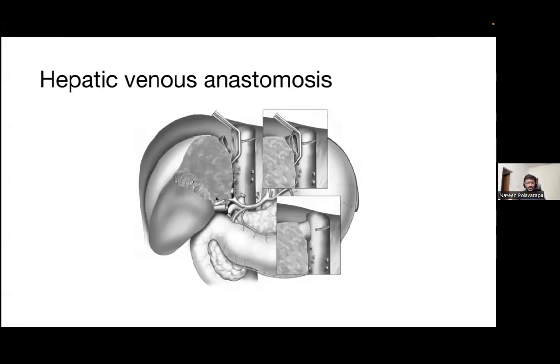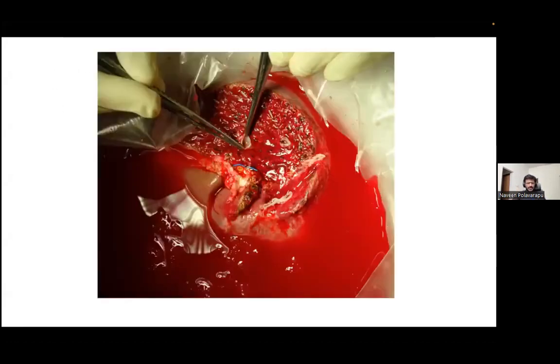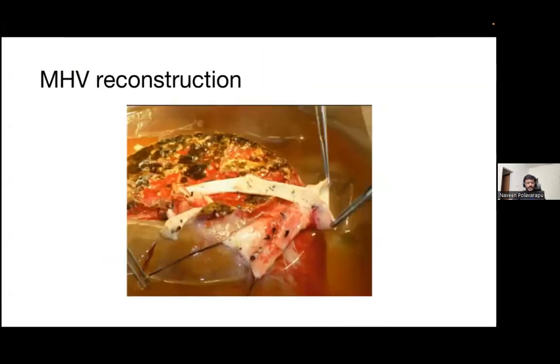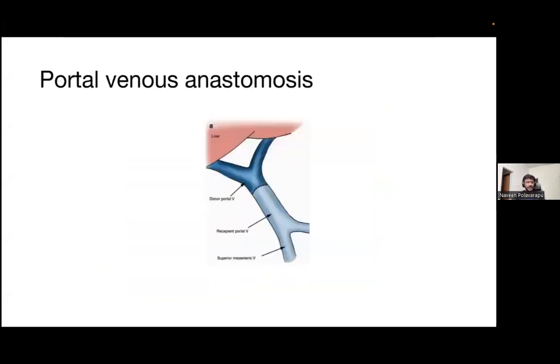So that's the hepatic vein anastomosis that happens. Some pictures which I'll just quickly go through in the interest of time, because I think we don't have surgeons in our audience, so that's why I'm not dwelling much on this. So next comes the portal vein. This is the donor portal vein, and this is the recipient portal vein.